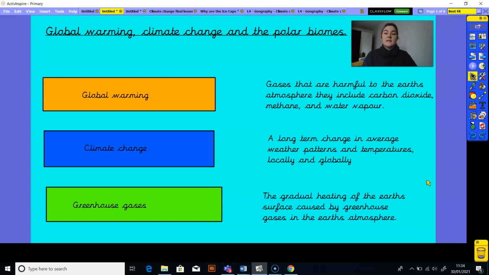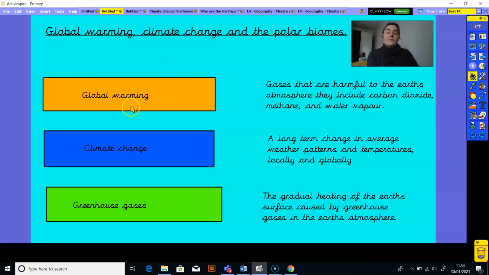This is actually going to be our last lesson on the polar biomes, and we are again going to be looking at global warming and more importantly climate change and how this affects the polar biomes. And we're then going to see if there is anything that we can do or change in our daily lives to help slow down global warming and slow down the effects of climate change so that we can then protect the polar biomes. Even if we are thousands of miles away, we know we are doing our bit to protect that very important part of our Earth.